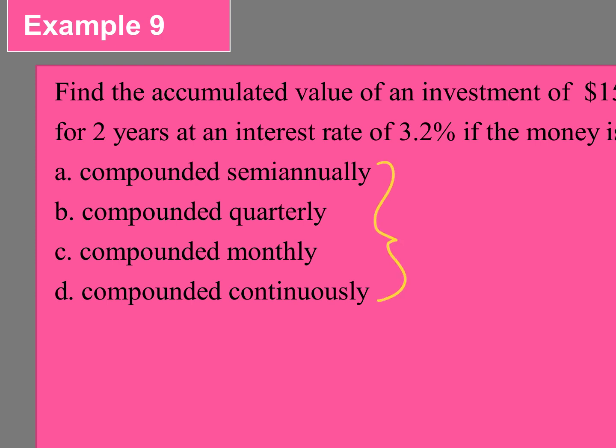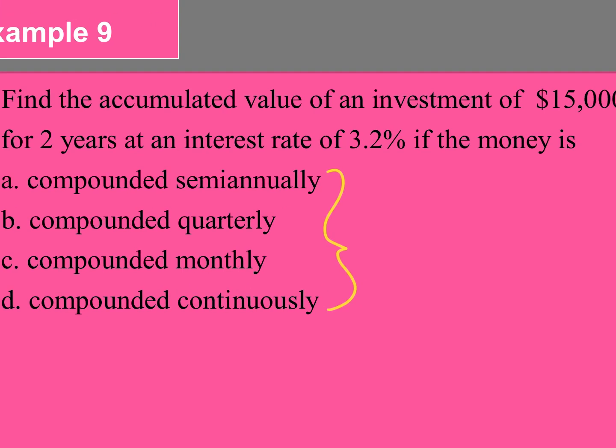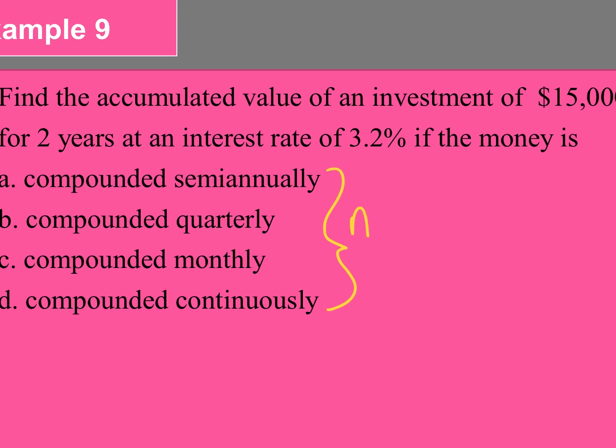It's how the money is compounded. This is your N value. You guys need to know what these words mean. If you have semi-annually, what does the word semi-annually mean? How many times a year? Twice. Semicircles in how many pieces? 2, right? If you see quarterly, how many quarters are there in a dollar? 4. If you see monthly, how many months are in a year? 12. Continuously, we'll talk about next week.